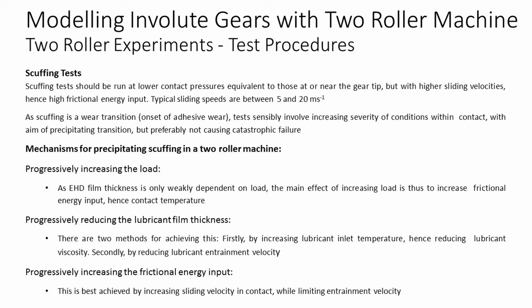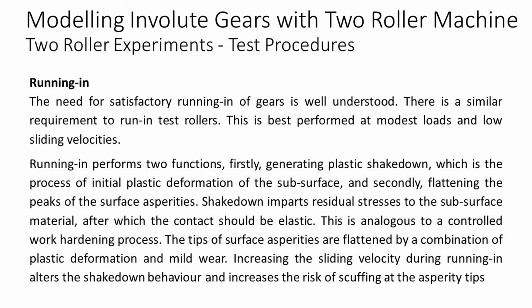We can progressively reduce the lubricant film thickness, and there are two methods for achieving this. Firstly, by increasing the lubricant inlet temperature, hence reducing the lubricant viscosity, and secondly, by reducing the lubricant entrainment velocity. Finally, we can precipitate scuffing by progressively increasing the frictional energy input, and this is best achieved by increasing the sliding velocity in the contact while limiting the entrainment velocity.